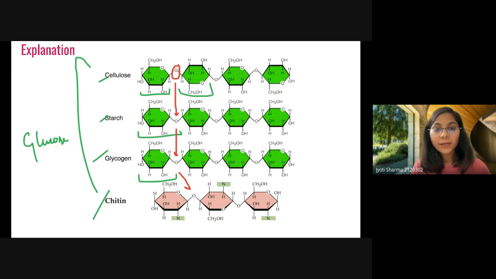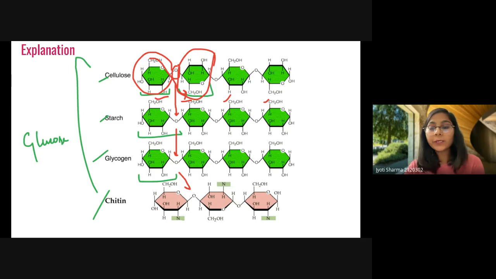So just see here, this glucose structure and this one. Here this is in sequence, here this is in sequence, but how they are bonding to each other will give rise to the cellulose, starch, glycogen, and chitin structures.